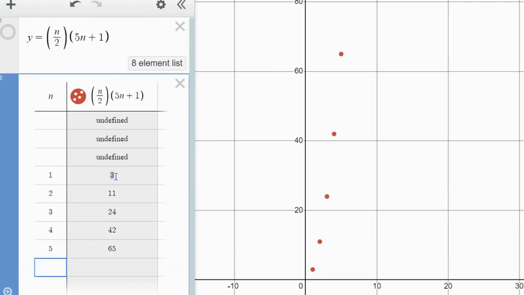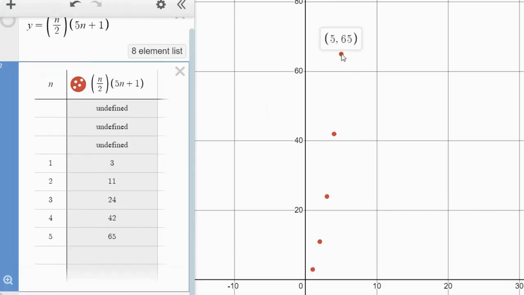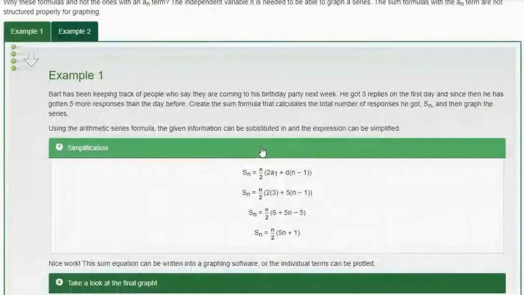So he gets 3 the first day, 11 the second day, 24. Well, 11 is not the second day. That's the total because he gets 5 more, right? So he gets 8 the second day. That means he got 3 the first day plus 8 the second day. He's got 11 total. And then he gets 13 the next day. So that gives him 24 total. He's going to have a big party. So he's got 65 that he's received by day 5 total for the series.